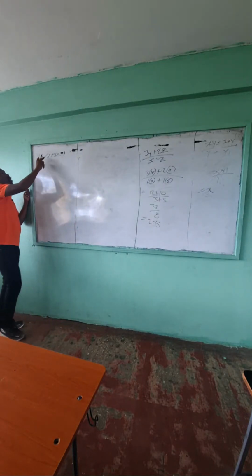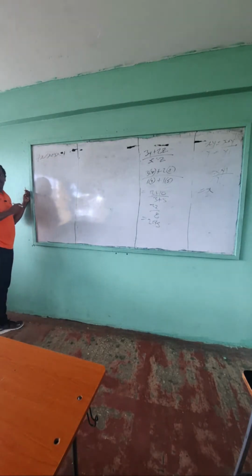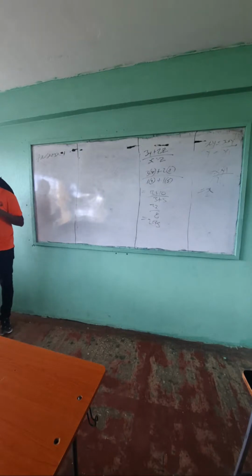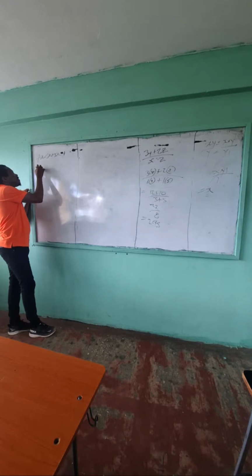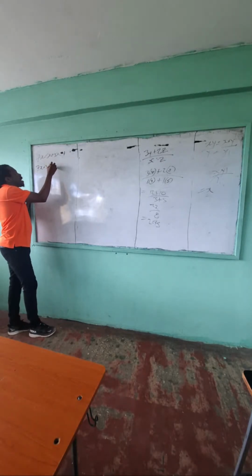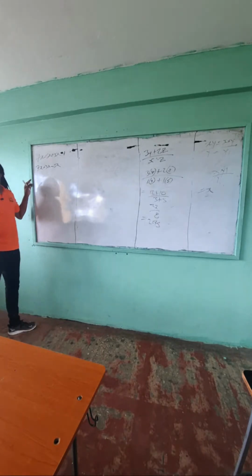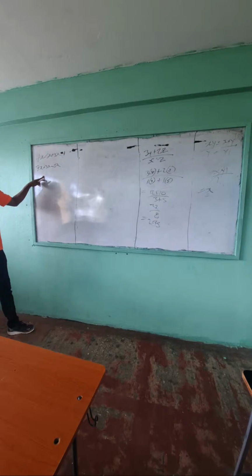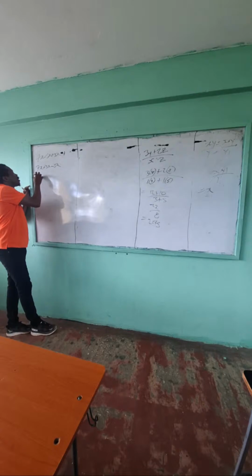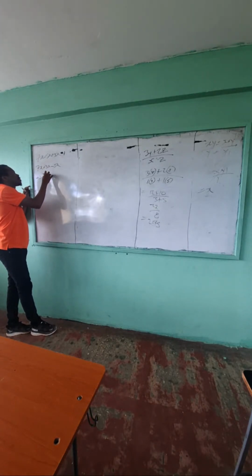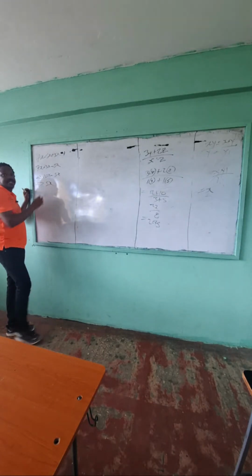7x minus 5x plus 3x. What's the rule we're going to use first? Bundas. So therefore it is 7x plus 3x minus 5x. You see that? Which implies 7x plus 3x is 10x, minus 5x, which implies 5x.